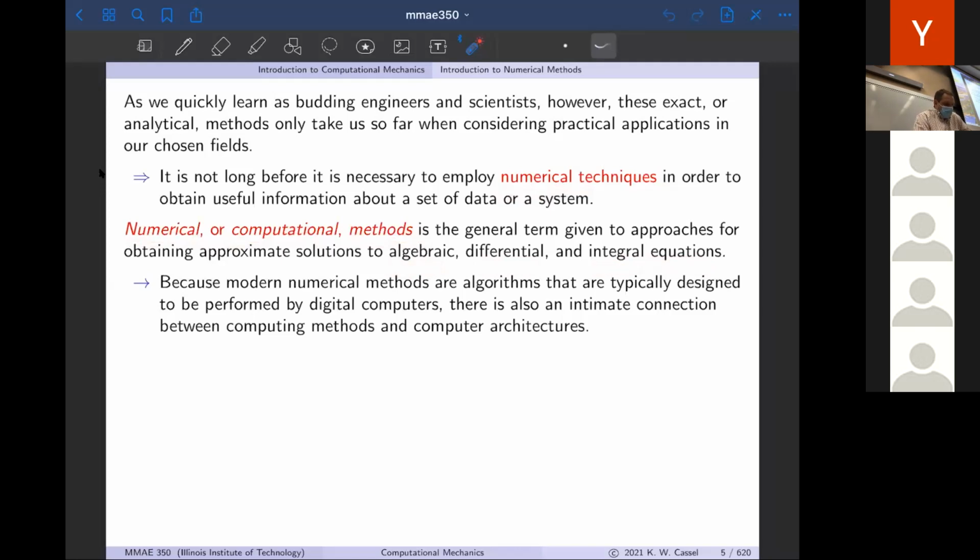Now, modern numerical methods, the kinds of things that we'll be learning, they take the form of algorithms. An algorithm is just a step-by-step procedure for accomplishing something. So in math, we have algorithms. Numerical methods, we're going to have algorithms, step-by-step processes for accomplishing some task. And they are typically being solved in digital computers.